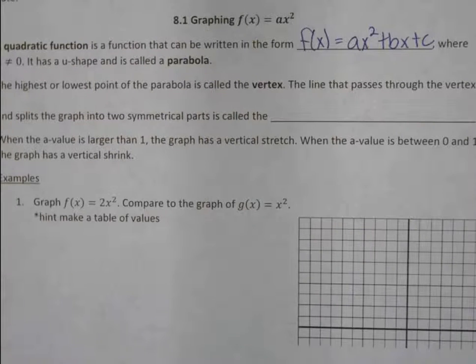The standard form of a quadratic equation is f of x equals ax squared plus bx plus c. A can't equal 0 because I need the squared to show up to make the actual curved part of the graph, and the curve is called a parabola. Yes?